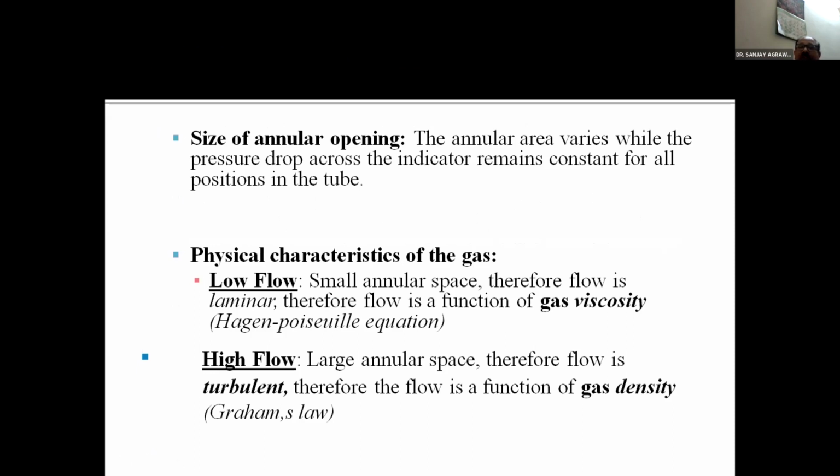The second thing it depends on is the size of the annular opening. Since this is a double or single tapered tube, the size of the annular opening around the float will vary. And the third is the physical characteristics of the gas, where gas viscosity and gas density have an important role. Gas viscosity is usually important when we are working at low flows, and gas density is important when we are working with high flows.